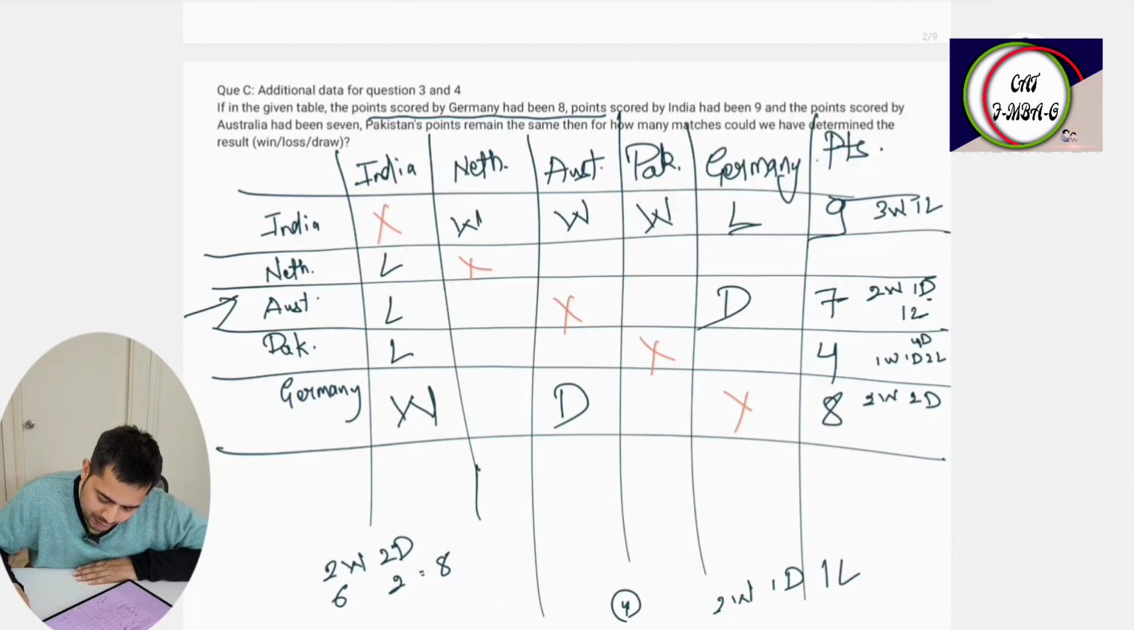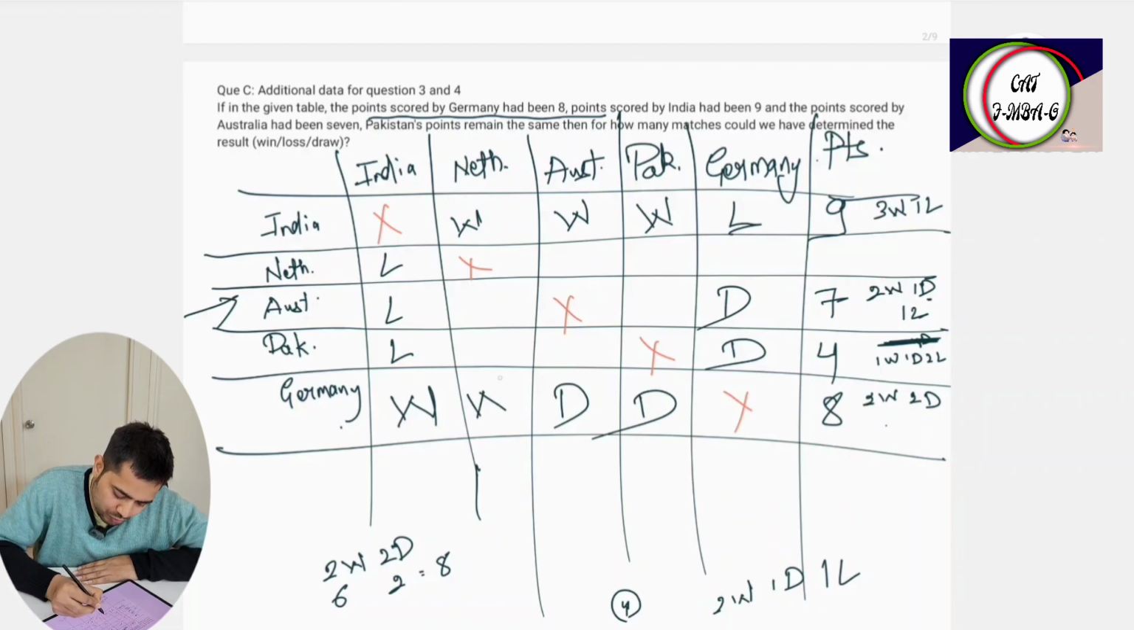So Netherlands has at least 1 loss, and Pakistan has at least 1 loss. So the 4 draw option is not there. Definitely one of its draws will be against Germany. So Pakistan, Germany draw. So Germany's 2 wins and 2 draws are completed. So this is also a win: Germany and Netherlands, Germany wins. So Netherlands loss. Okay.